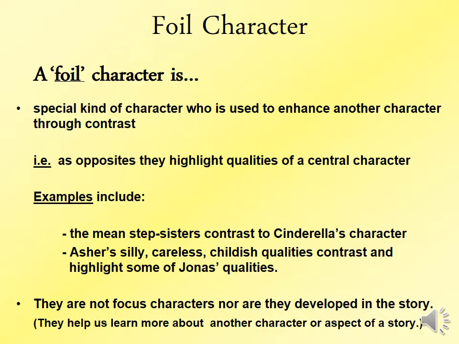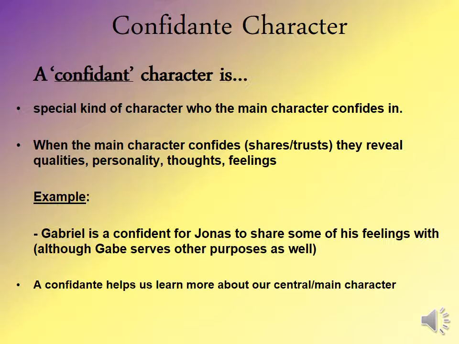The second type of character is called a foil character. Now, a foil character is a special kind of character who is used to enhance other characters through contrast. In other words, the characteristics of a foil character would be the opposite of the characteristics of one of the protagonists of the story. Some examples of this would be the mean stepsisters in contrast to Cinderella's quiet, kind character. Note that these are not focus characters, nor are they developed in the story. They just help us to learn more about another character or another aspect of the story.